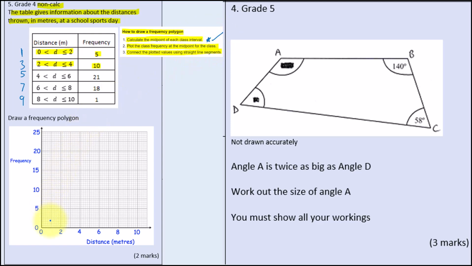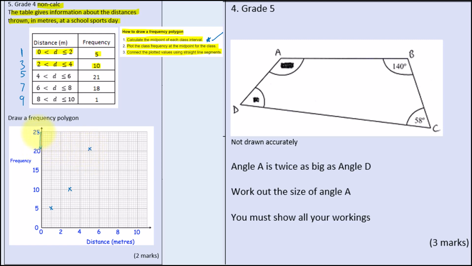Plot the class frequency at the midpoint for the class. So at 1 we have to plot 5. You get marks for plotting. At 3 now we plot 10. At 4, no, be careful, at 5 we plot 21. Now we have to look at this scale and be careful.